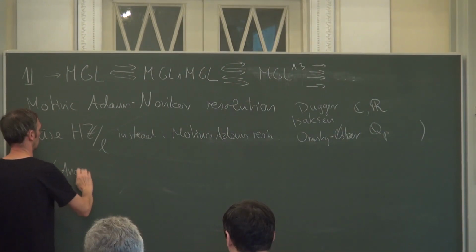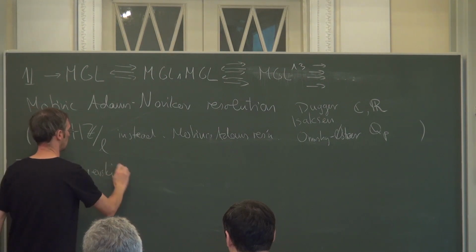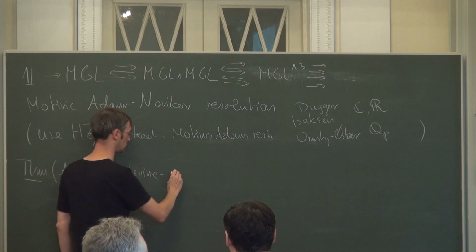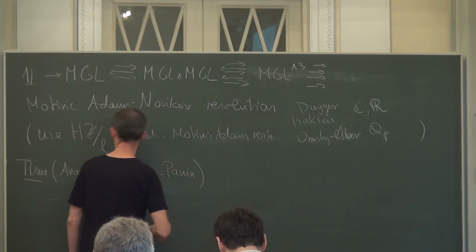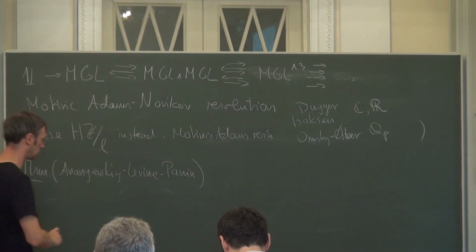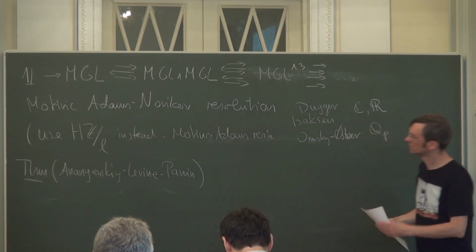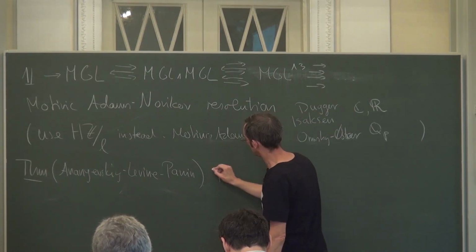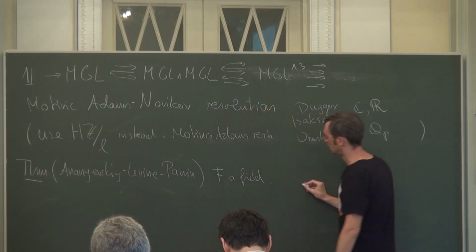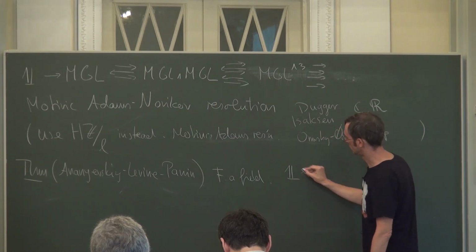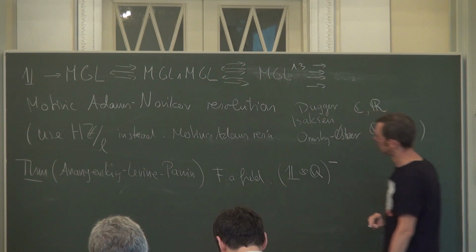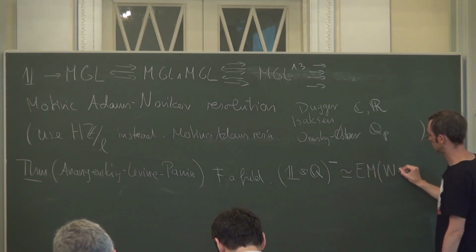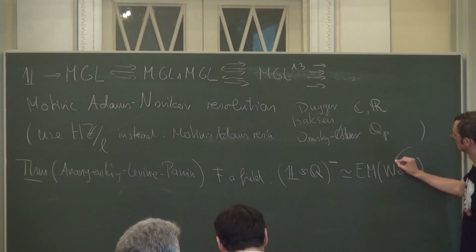In contrast, I would like to mention the following beautiful theorem, which can be thought of as an analog of Serre's theorem on finiteness of stable homotopy groups of spheres. Before stating this theorem, I have to explain some notation. What they prove is that if you take any field and you take a certain part of the rationalized sphere spectrum, this is the minus part, it's equivalent to the Eilenberg-MacLane spectrum corresponding to the rationalized sheaf of Witt groups.